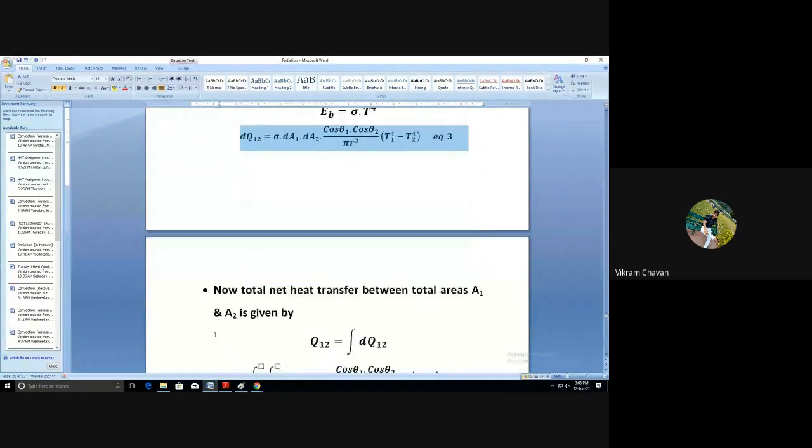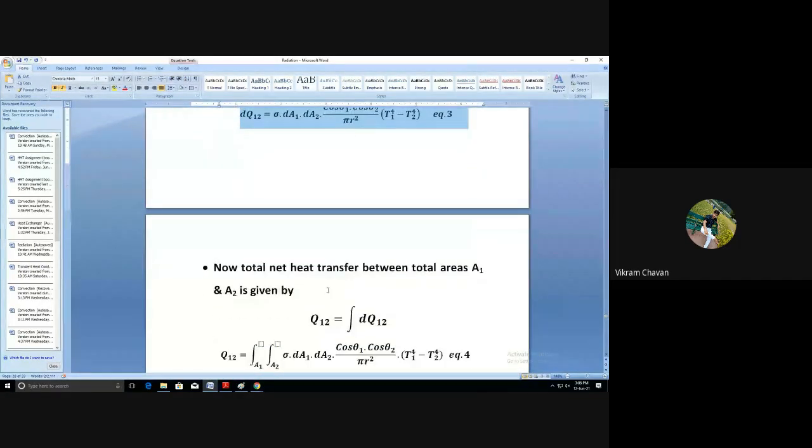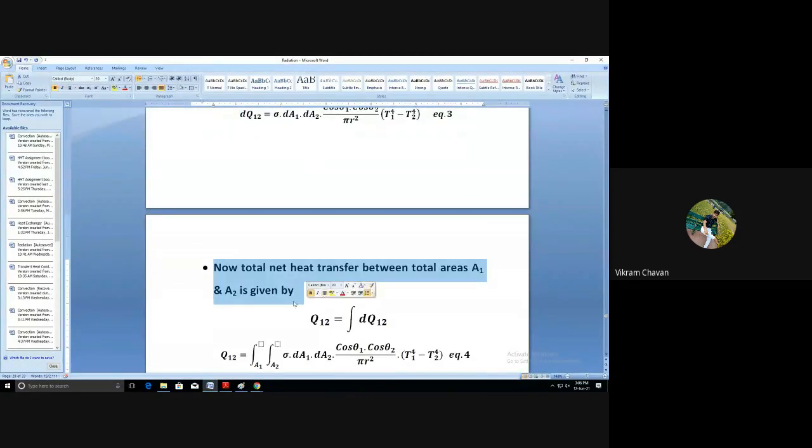Over. Then next, now total net heat transfer between total area A1 and A2. Total net heat transfer between total area A1 and A2 is given by Q12 is equal to integration of dQ12.